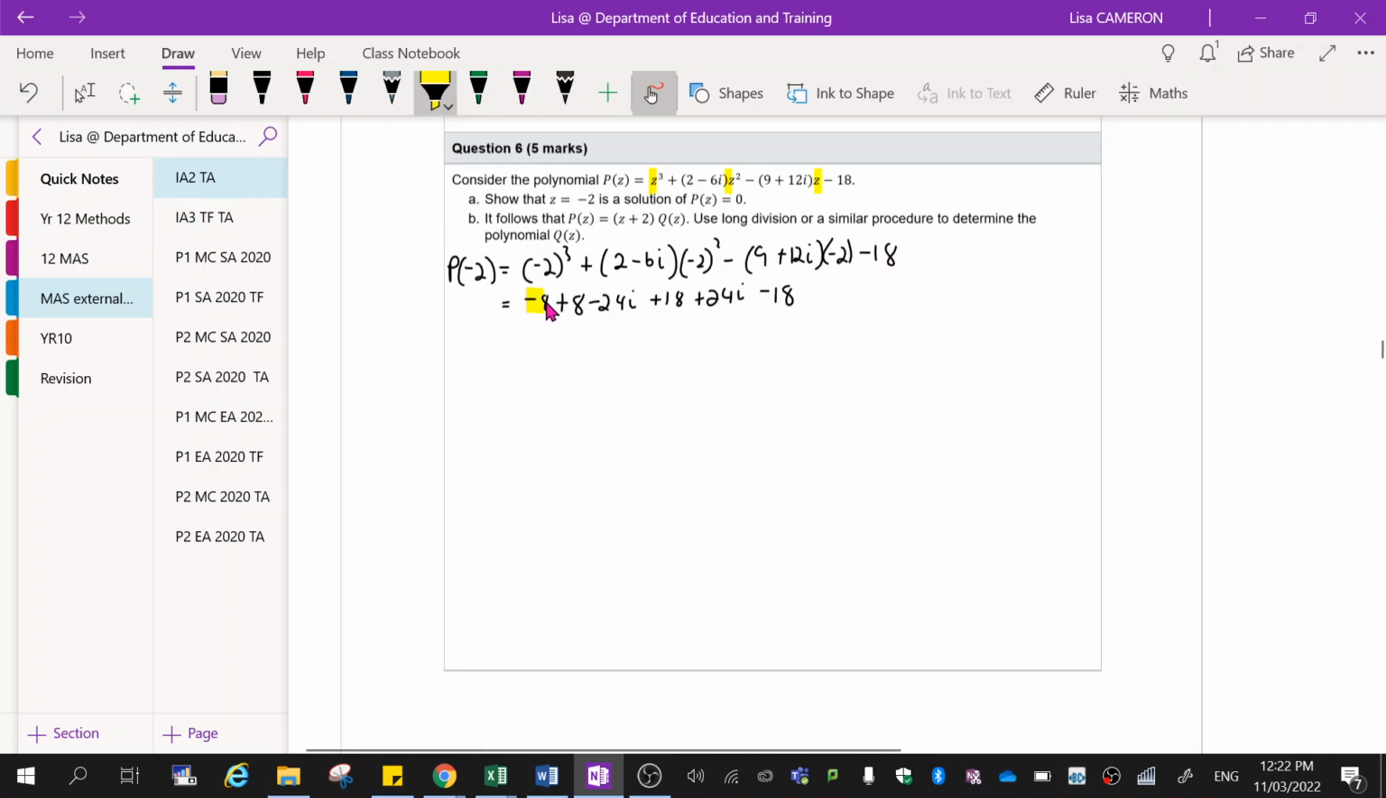Now I'm going to look for terms that will cancel out. This one will cancel with that one, this one will cancel with that one, and this one will cancel with that one. So that is in fact a root. So p of -2 is equal to 0. We verified that that is true.